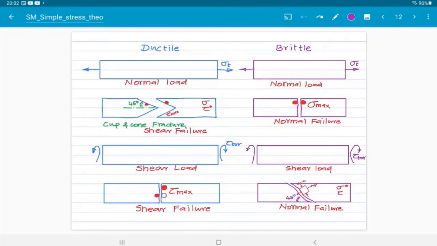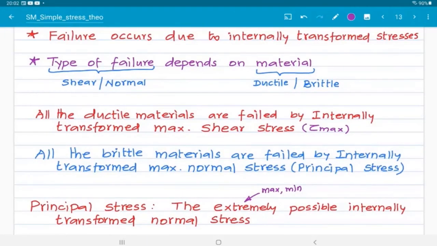So the type of failure depends upon the material. Another piece of information is that failure occurs due to internally transformed stresses. So to check whether the component will fail or not, compulsorily you have to do the transformation process. All the brittle materials fail by internally transformed normal stresses; they are called principal stresses. All the ductile materials fail by internally transformed maximum shear stress; they are called tau max. Okay, right. One more piece of information I told.